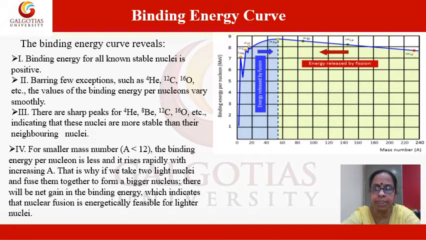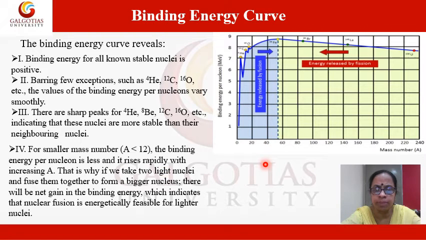Now we will see the binding energy curve versus mass number. Binding energy for all known stable nuclei is positive. Barring a few examples like helium, carbon, oxygen, the values of the binding energy per nucleon vary smoothly. So these points you can see, these are peaks which are observed. Otherwise, they are varying smoothly. There are sharp peaks for helium, beryllium, carbon, oxygen, indicating that these nuclei are more stable than their neighboring nuclei.